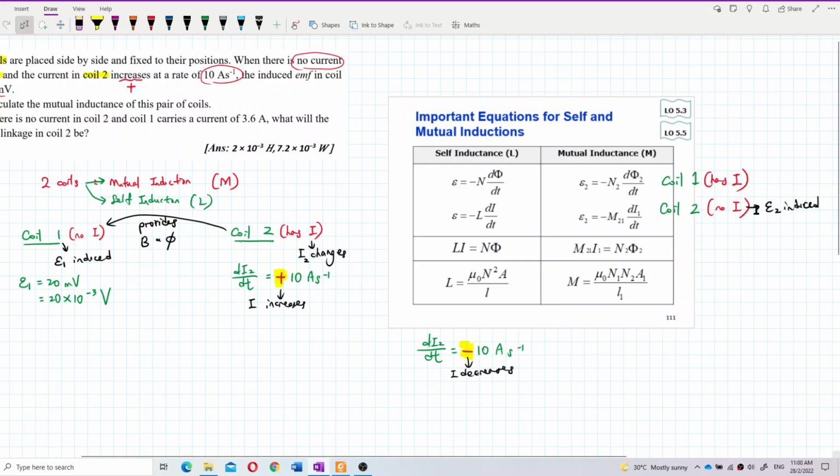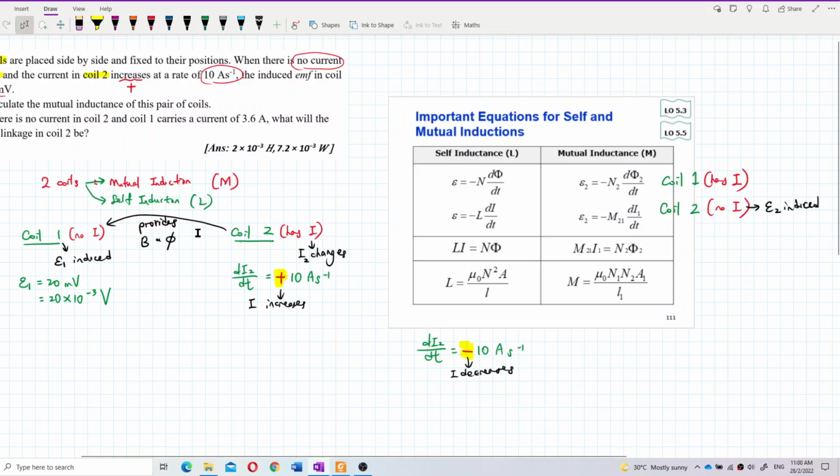This one is E2 induced. This one is E1 induced. This one is the current in coil 1. Coil 1 has current. This one is where coil 2 has current. So it's opposite. EMF is induced in coil 2 because the current in coil 1 changes.